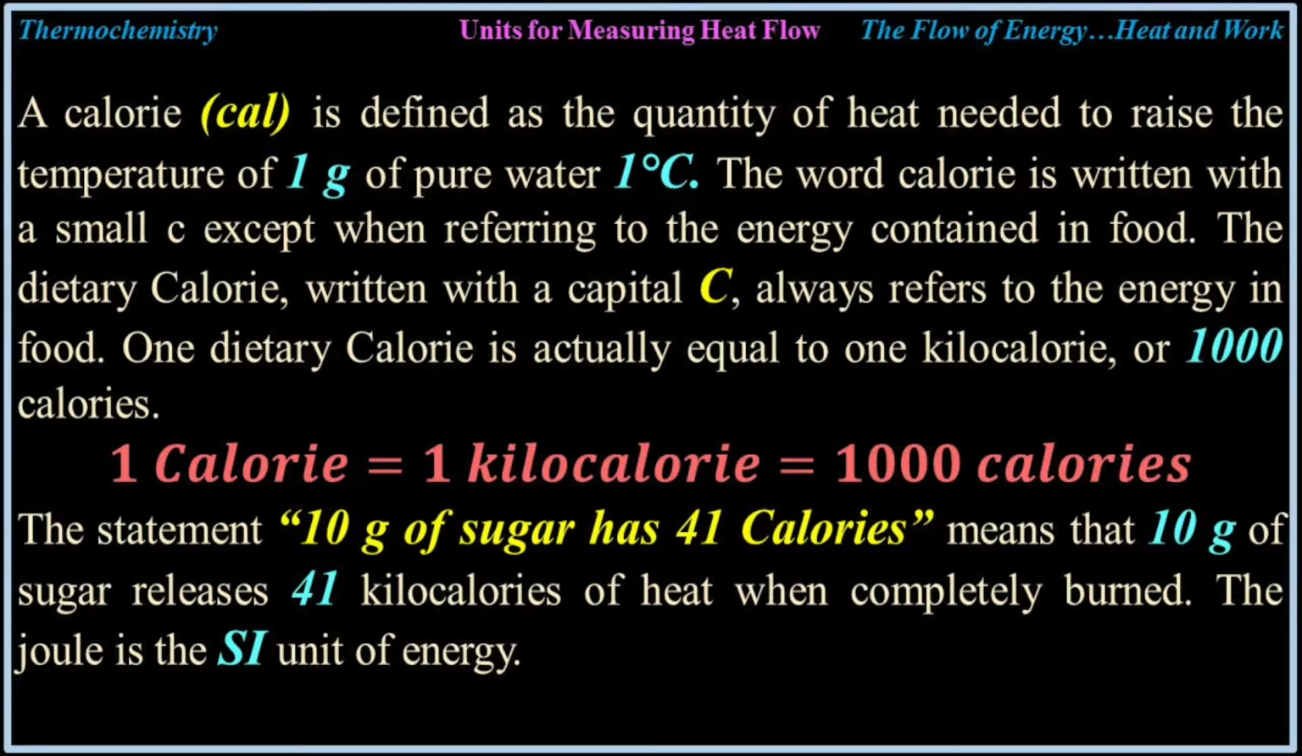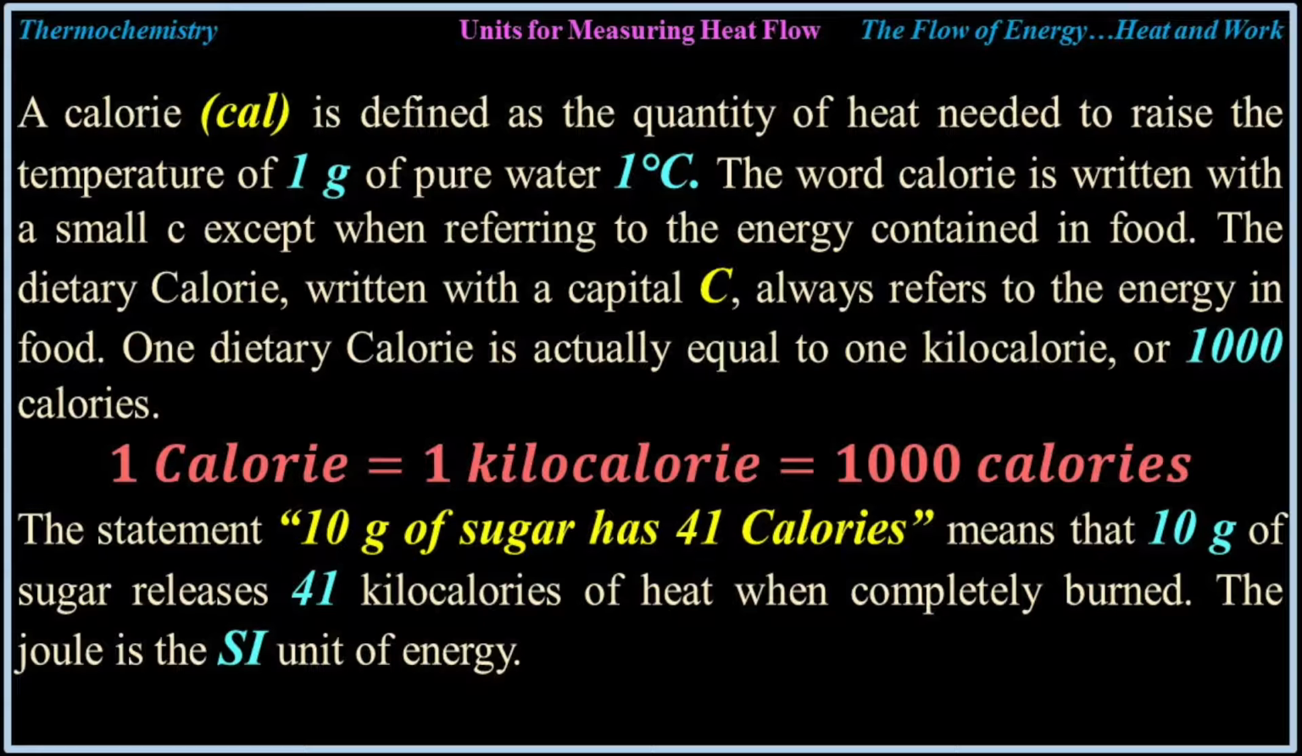A calorie, small c, is defined as the quantity of heat needed to raise the temperature of 1 gram of pure water 1 degree Celsius. The word calorie is written with this small c except when referring to the energy contained in food. The dietary calorie, written with a capital C, always refers to the energy in food. 1 dietary calorie is actually equal to 1 kilocalorie, or 1,000 small c calories. So 1 capital C calorie equals 1 kilocalorie equals 1,000 small c calories.